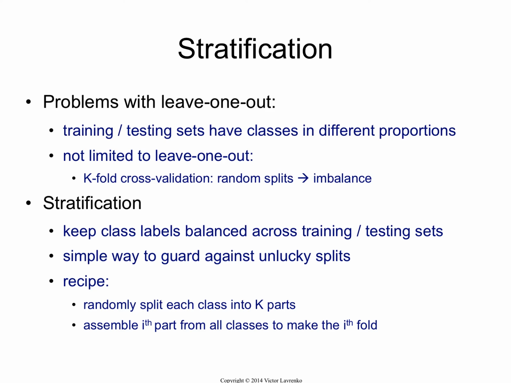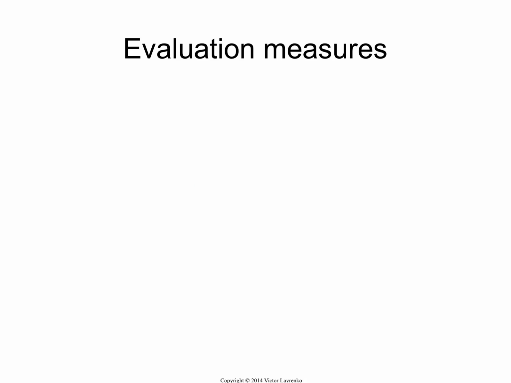And that is a simple way to guard against all sorts of unlucky splits. It is still random. So don't get me wrong, you're still splitting randomly, it is still unbiased. You are just guarding against unlucky splits in your cross-validation.